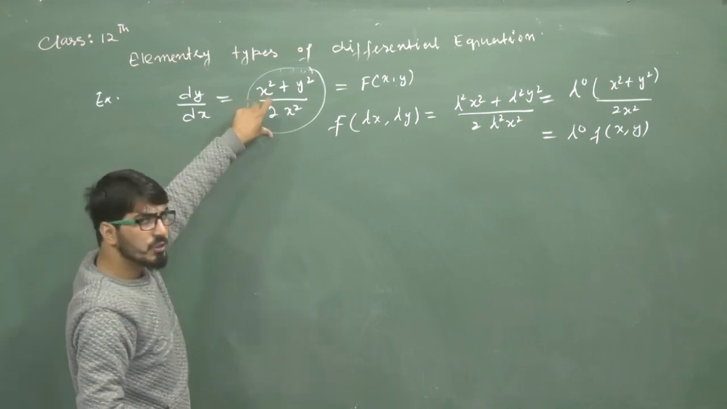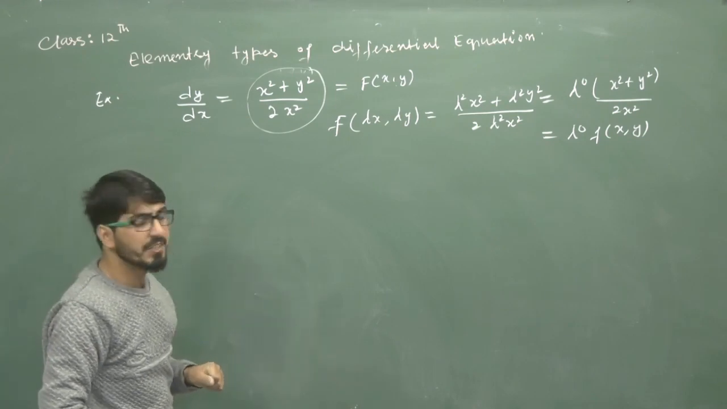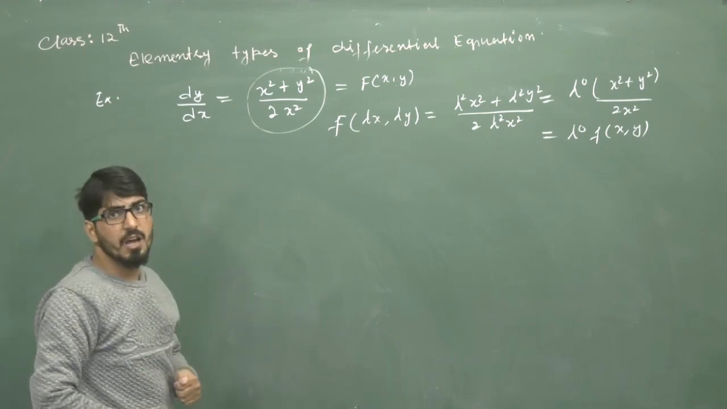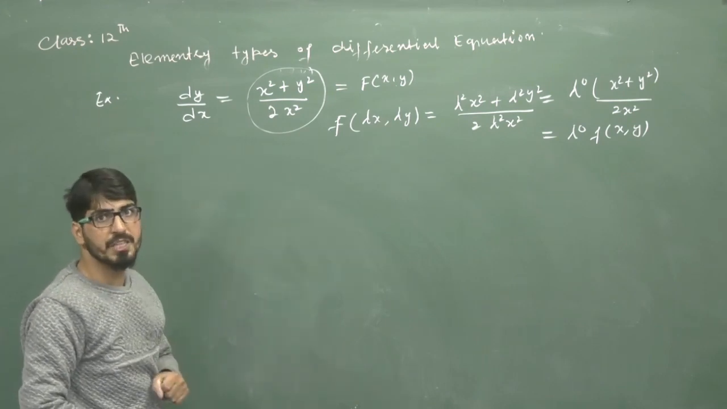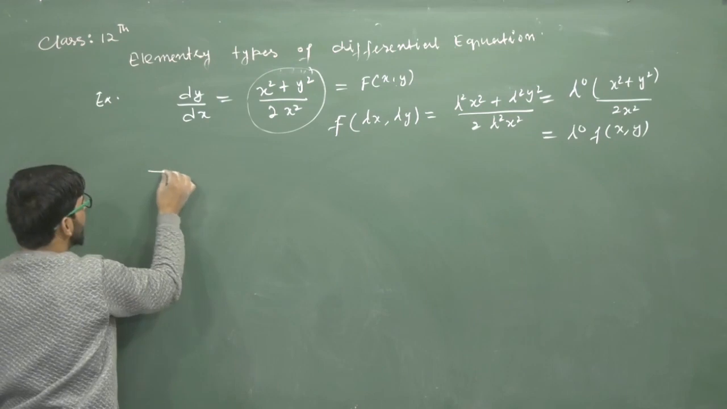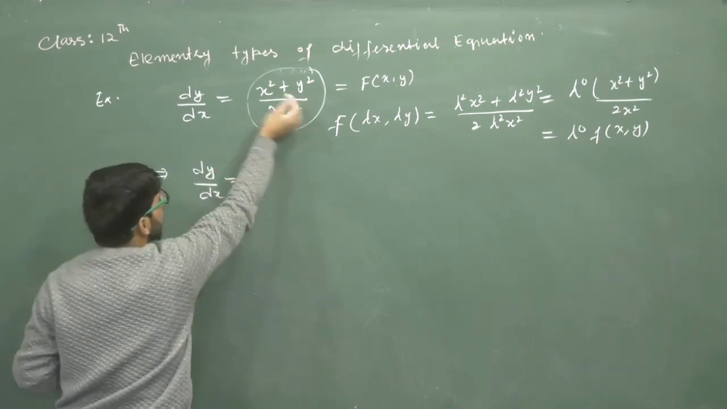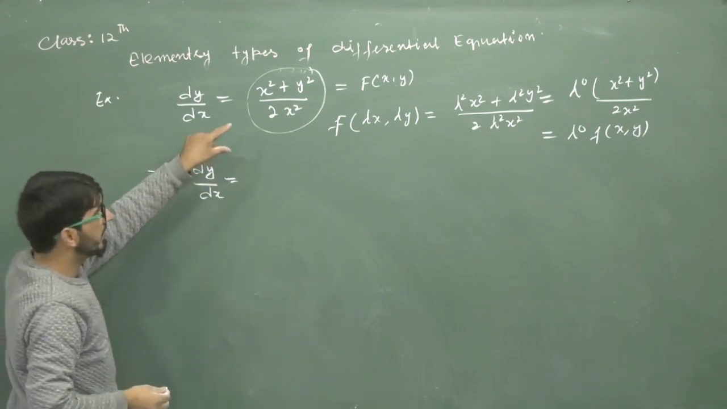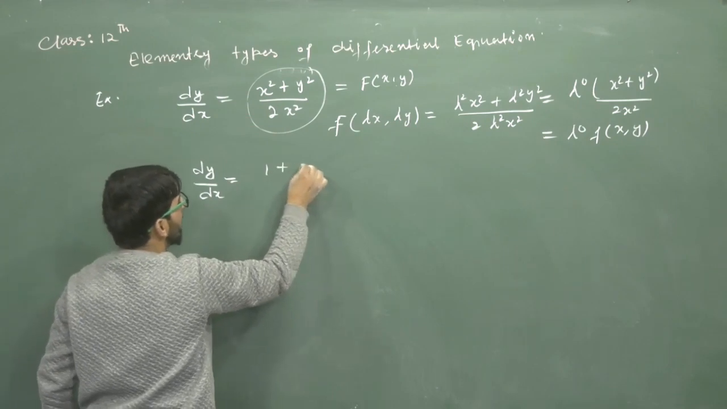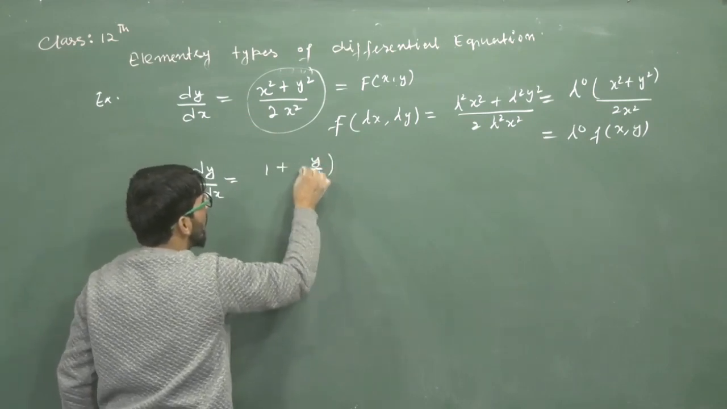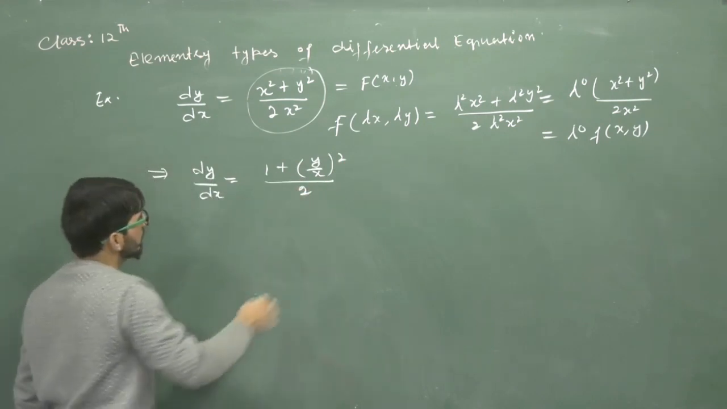Now how to solve this differential equation? As we already discussed in the definition, what is the procedure to solve the differential equation of homogeneous type? Rewrite dy by dx by dividing numerator and denominator throughout by x square, we will get (1 plus (y by x) whole square) divided by 2. So keep this as the first equation.